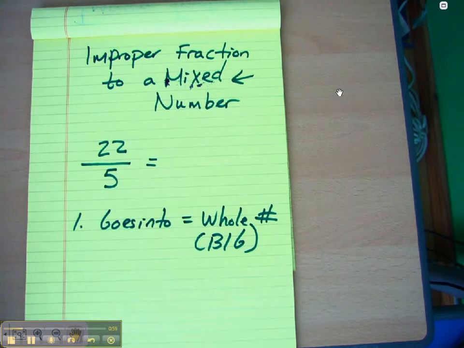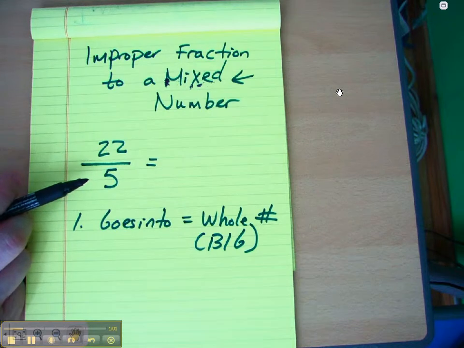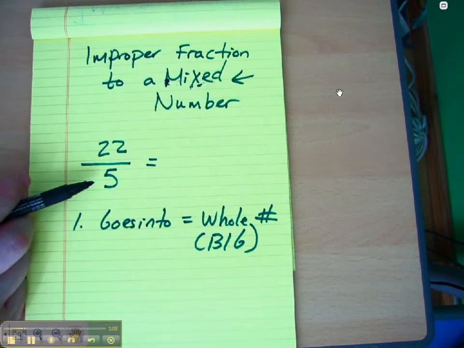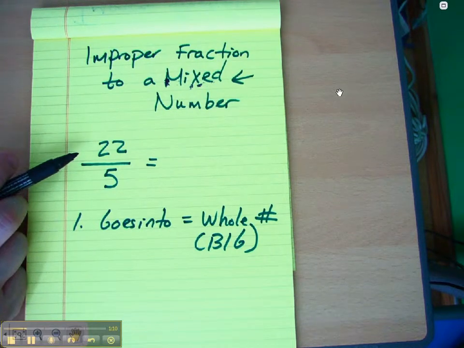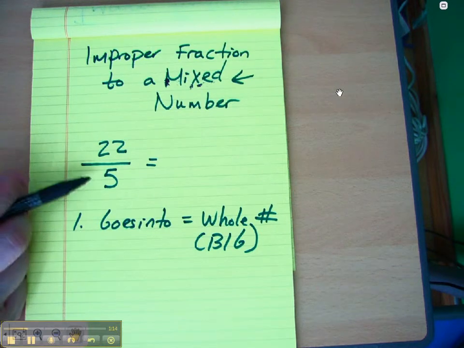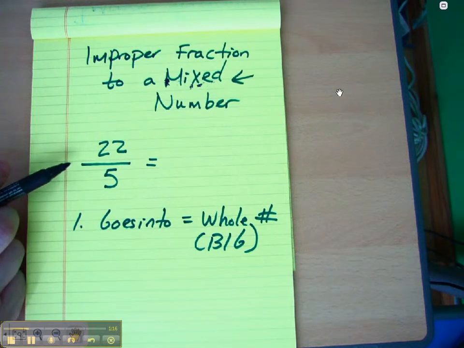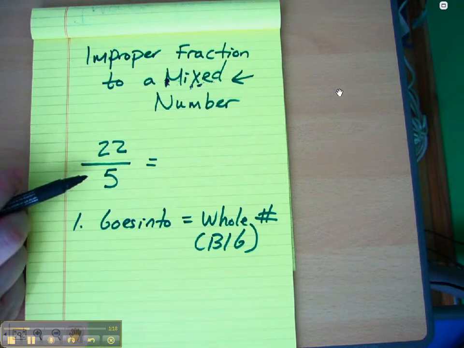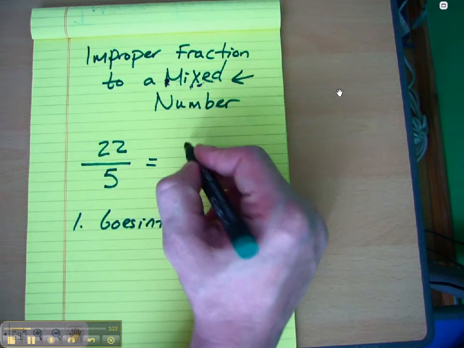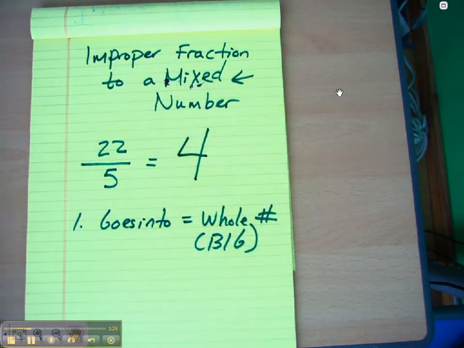So here's what we do. We ask ourselves, how many times does 5 go into 22? Now, just like pistol division, you can't go over. So how many times can 5 go into 22 without going over? Can you guess it? Yep, it goes in 4 times. It can't go in 5 times because 5 times 5 is 25. We've gone over. It has to be 4. And 4 is going to be our whole number, and we write that big. So we write just a big 4 there, okay?